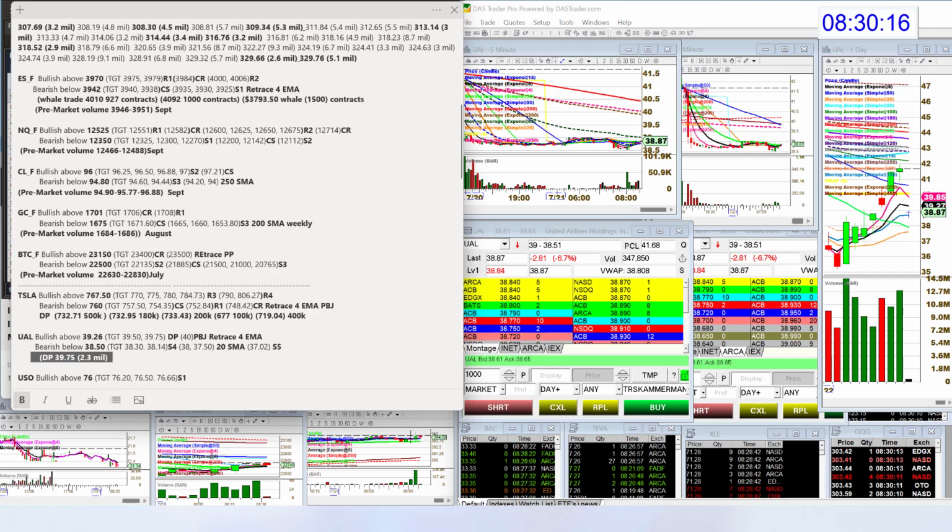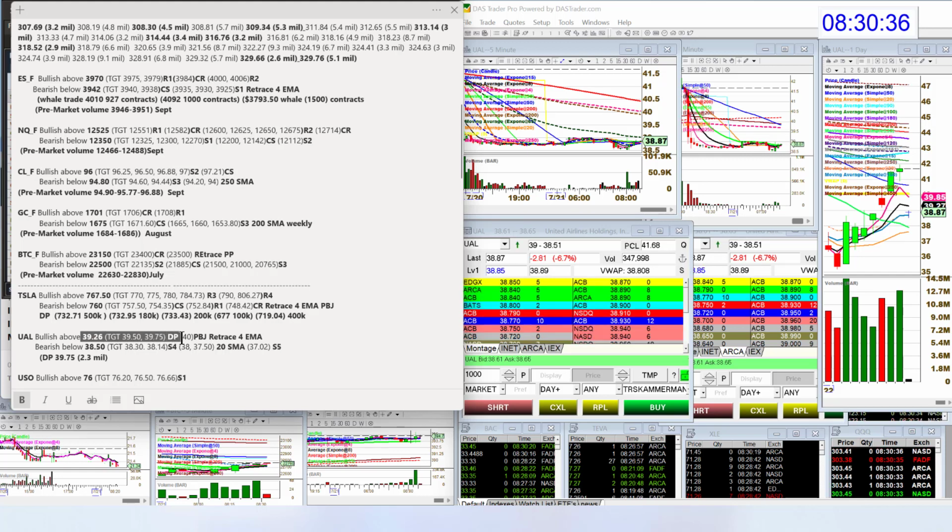Oh wait, hold on one second. I might have got the wrong price level. Let me just check in Remora. Give me one second. Yeah, 39.75. That is correct. Okay, yep, 39.75. We are below that. So my bullish above 39.26 is using it as a target.